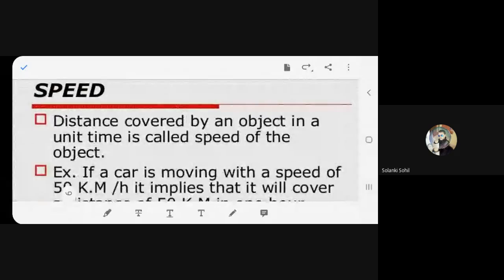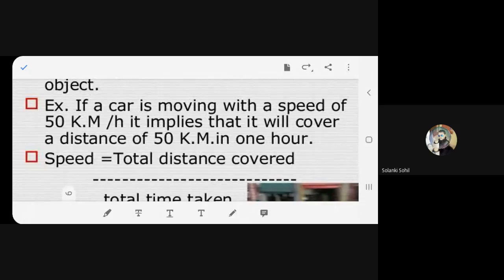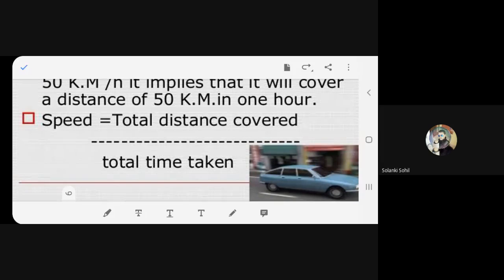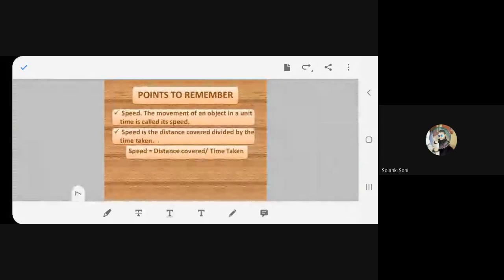Now more about speed. Distance covered by an object in a unit time is called the speed of the object. Example: if a car is moving with a speed of 50 km per hour, it implies that it will cover a distance of 50 km in 1 hour. Speed equals total distance covered upon total time taken. Anything new in this slide, beta? No, ma'am. Good. Just more of a repetition, right?